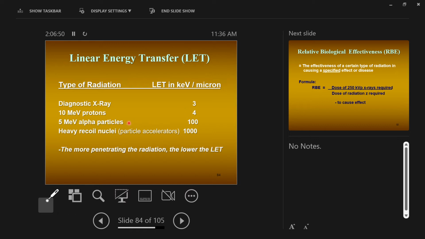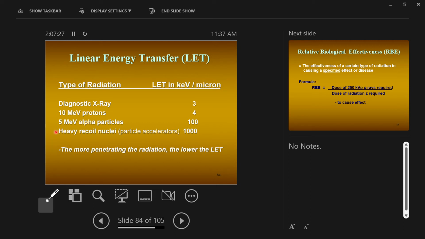5 megavolt alpha particles have a LET of 100. Why do these alpha particles have a way higher linear energy transfer than the protons do? What's different? Different charge, different mass, right? Even though these have a lower total energy, so notice this is 5 megavolts, versus 10 megavolts, the particle is so much larger, more massive, it's going to carry more kinetic energy with it, more momentum.